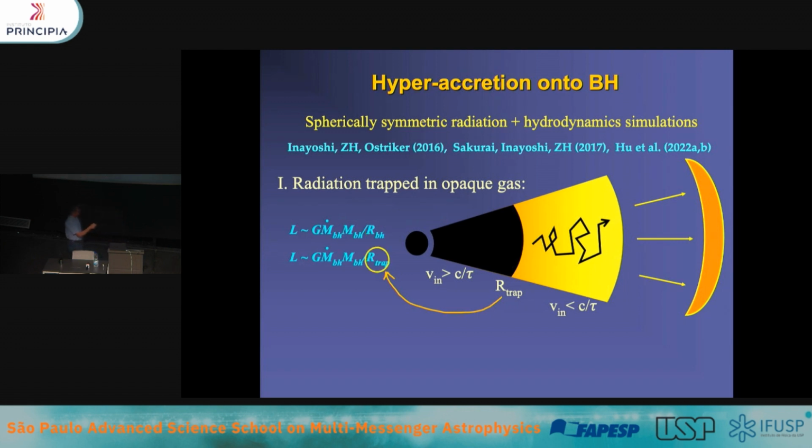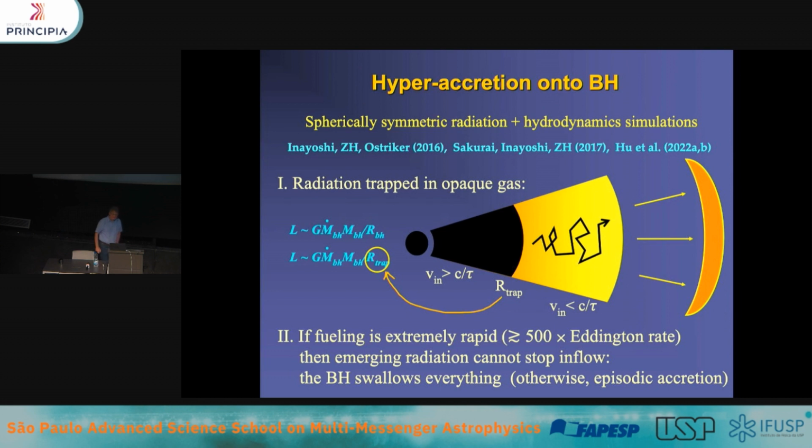In that case, effectively, the radiation that comes out is not GM over r of the black hole, it's GM divided by the trapping radius. Everything here, the black hole eats the radiation. So this is fainter. We've done this in spherically symmetric and 2-dimensional radiation hydro simulations. And what you find, if this feeding rate is more than several hundred times the Eddington rate, this trapping radius becomes correspondingly hundreds of times larger than the Schwarzschild radius, and the emerging radiation can no longer stop the inflow. So the black hole basically swallows all the incoming gas.